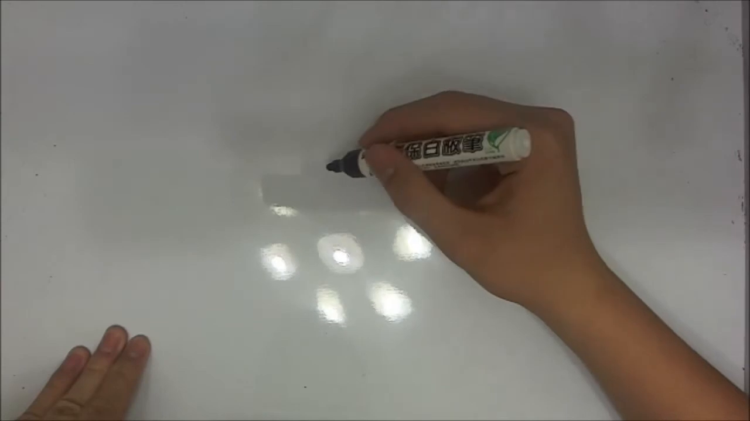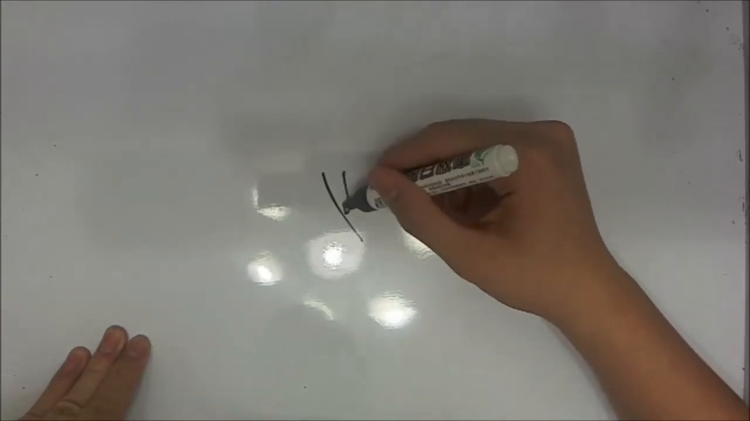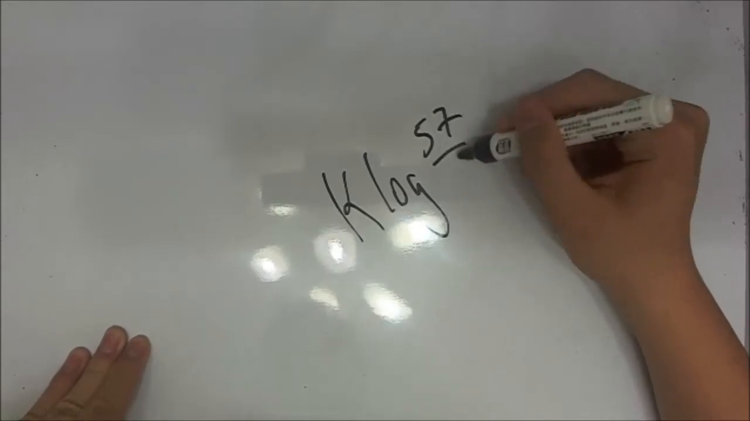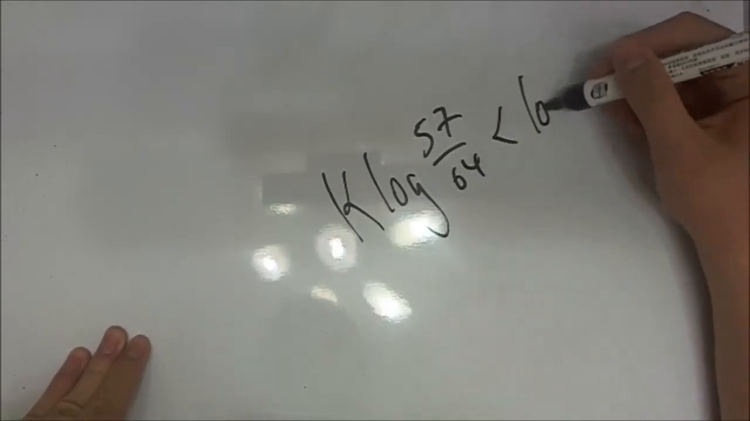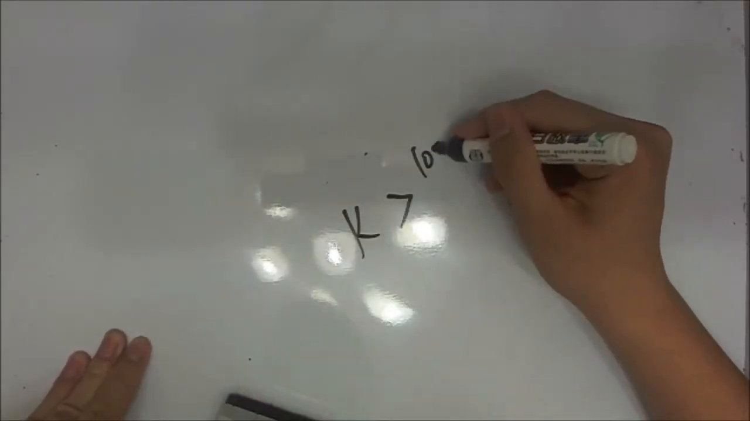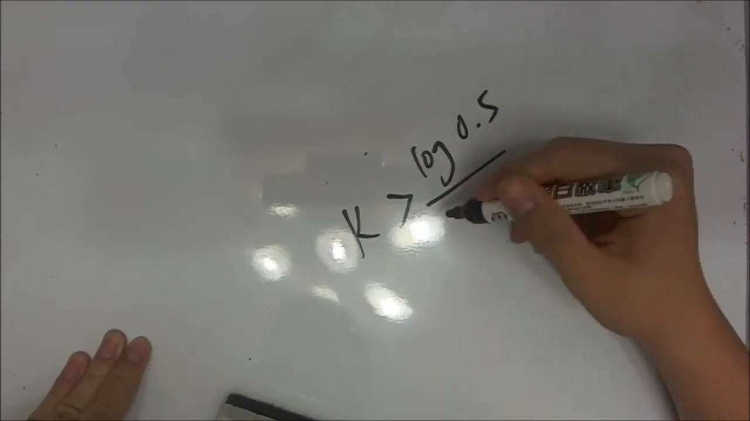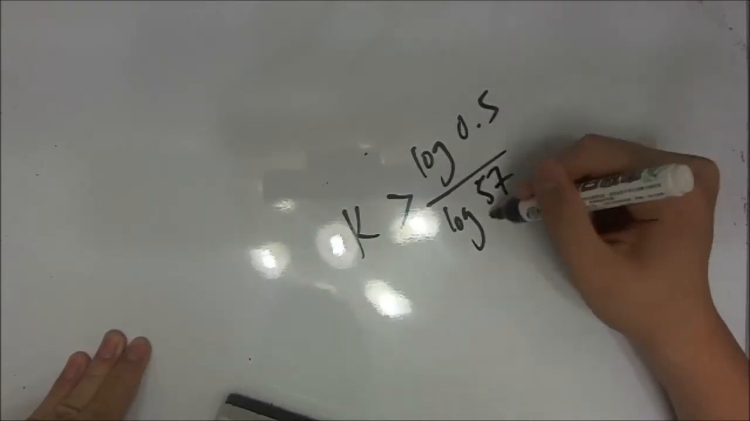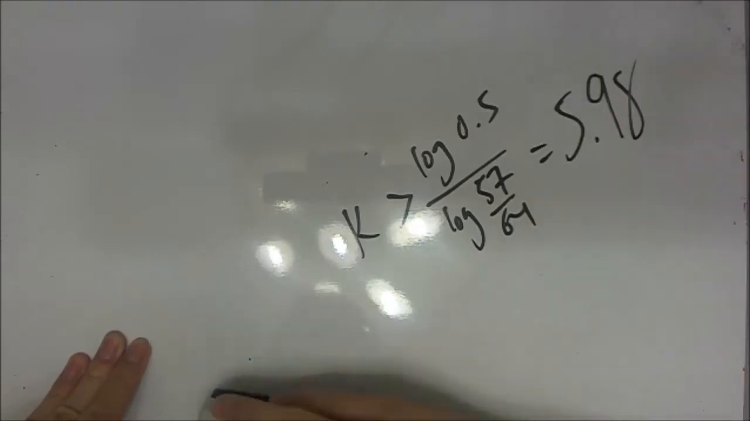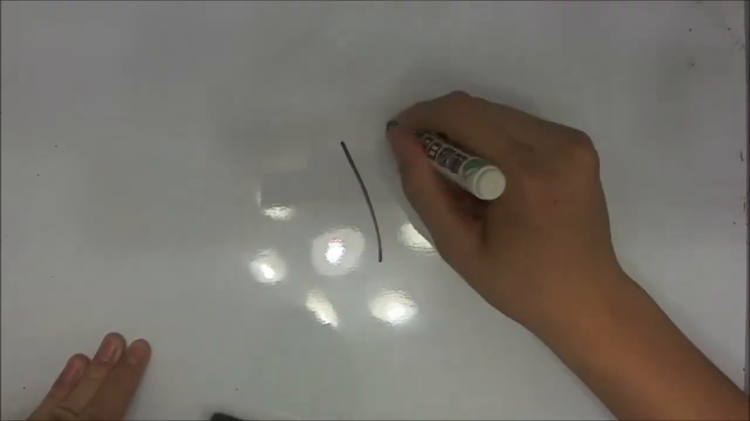Now we take log on both sides. k log 57 divided by 64 is smaller than log 0.5. So k is bigger than log 0.5 divided by log 57 divided by 64, which is equal to 5.98. k must be an integer, so k has to be at least 6.